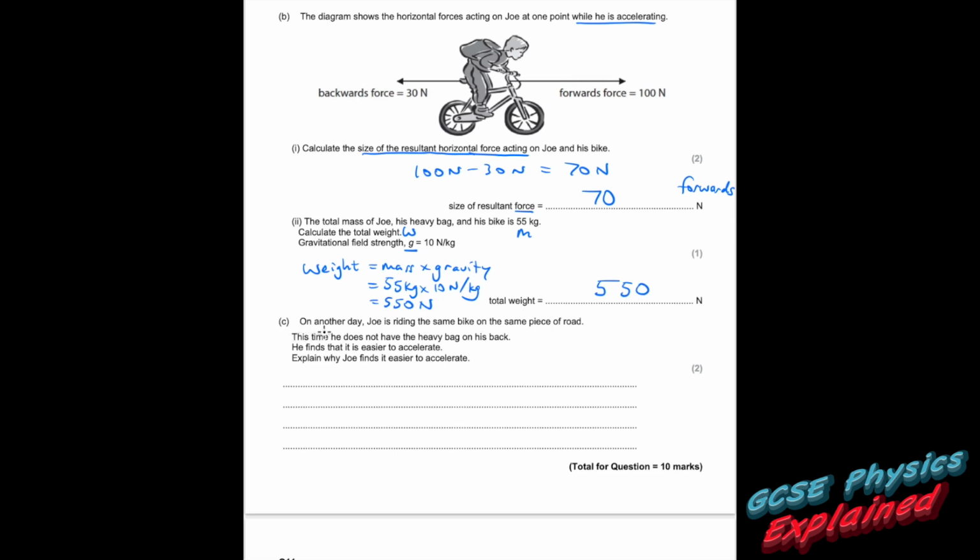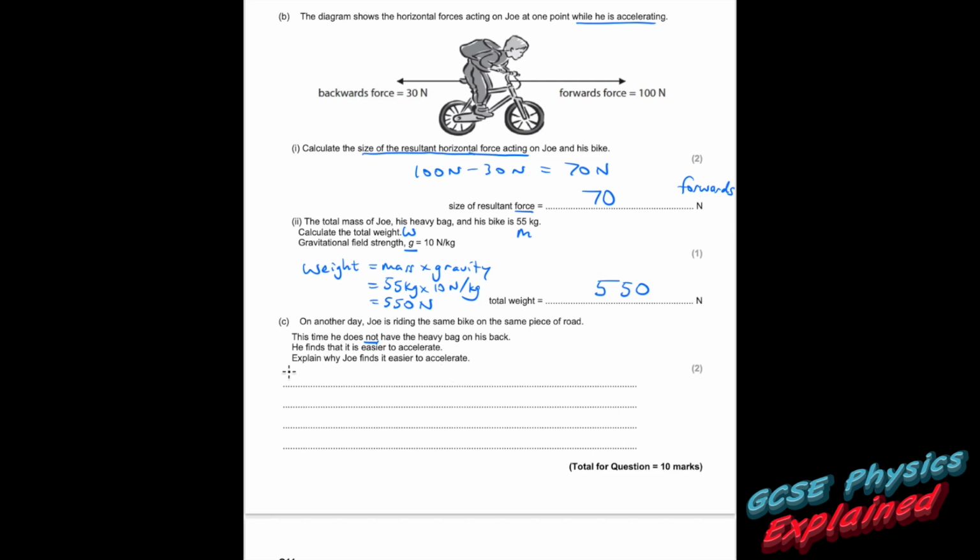Part C. On another day, Joe is riding the same bike on the same piece of road. This time he does not have the heavy bag on his back. He finds that it's easier to accelerate. Explain why Joe finds it easier to accelerate.